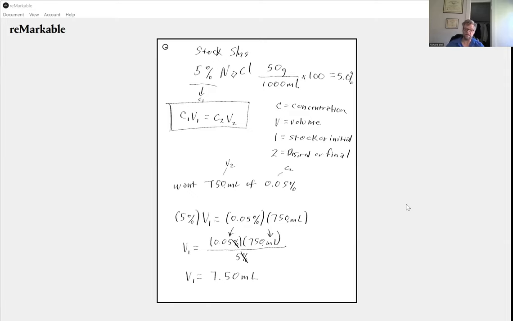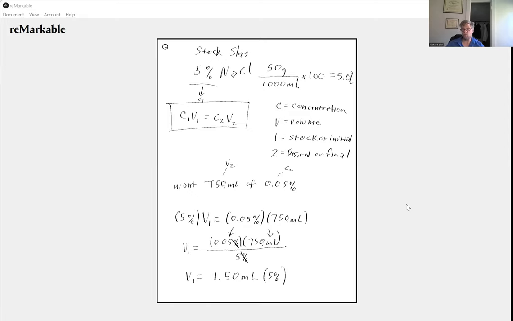What is this telling us? This is telling us that if we take 7.5 milliliters of our original stock solution and dilute it up to a total of 750 milliliters, we will have our desired 0.05. We're going to take 7.5, dilute it up to 750. That will give us 0.05.